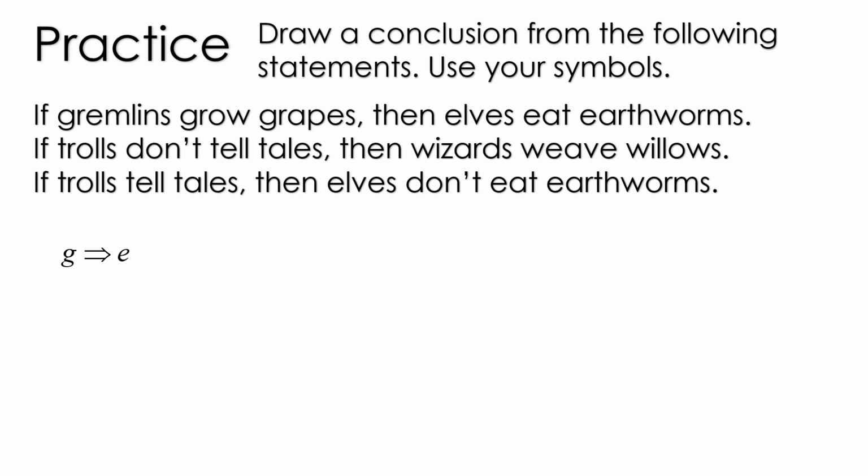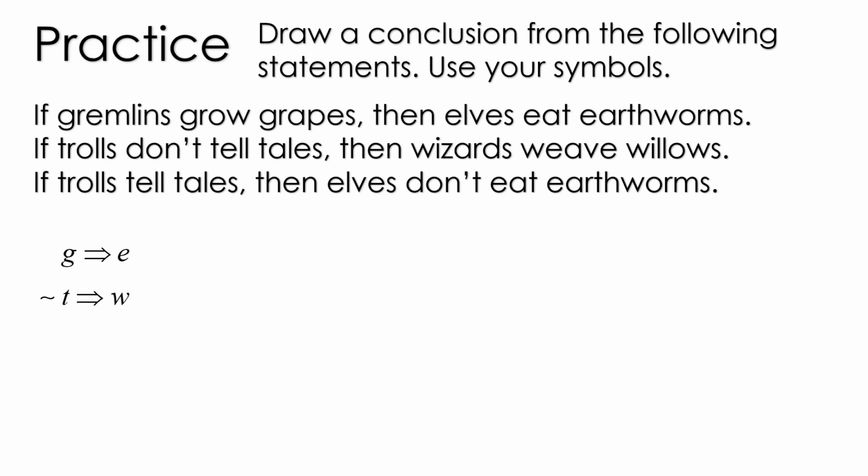Okay? So your next conditional statement, write down your symbols. If trolls don't tell tales, then wizards weave willows. So write down what you think that would be. I'm going to use T for trolls and W for wizards. Remember, the first part says trolls don't tell tales, so that's negated. So it's not T. If not T, then W. All right, go to the third one.